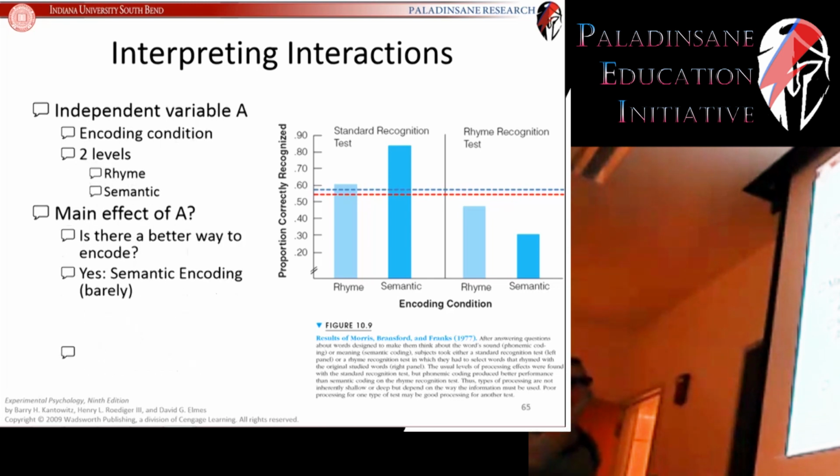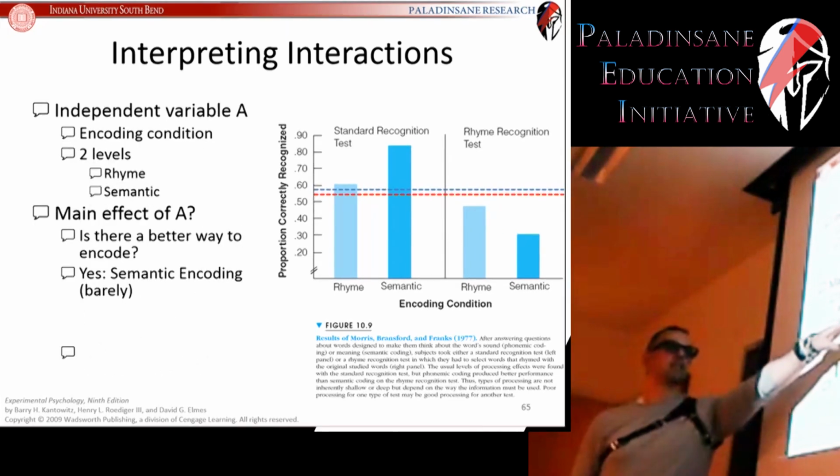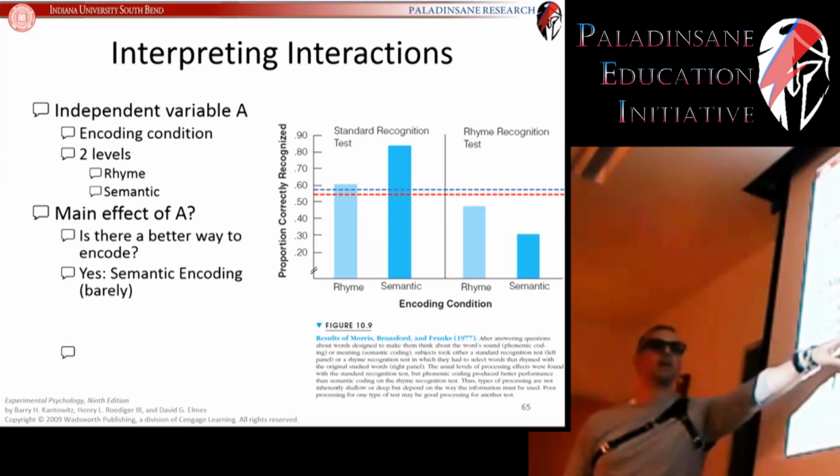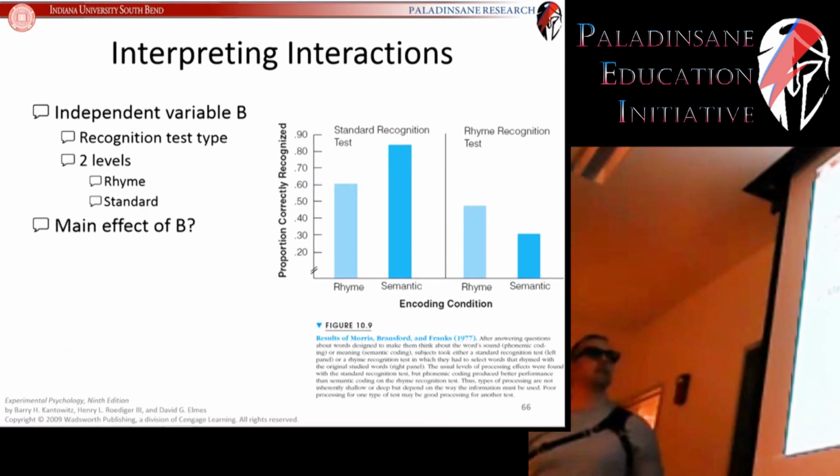What about the main effect? Yes, there is, what I basically just said. Yes, semantic encoding is better, but just barely. All right, what about a main effect of B?